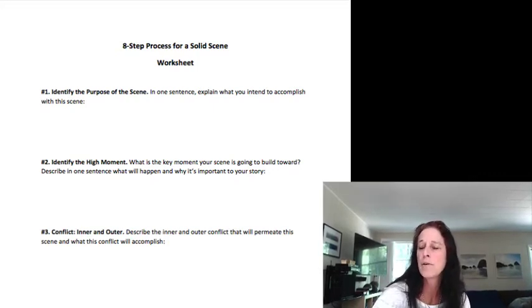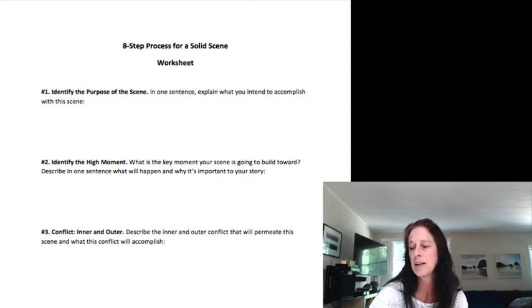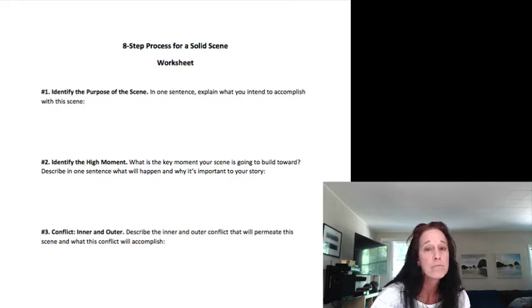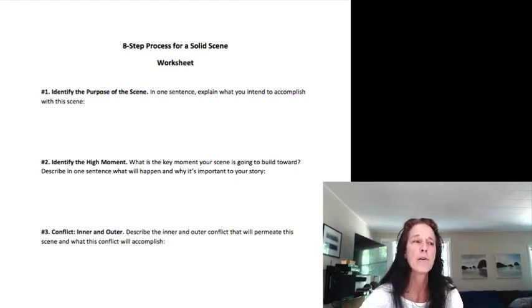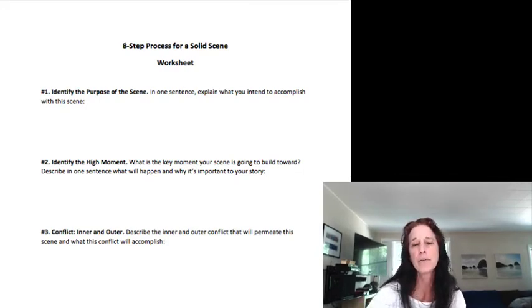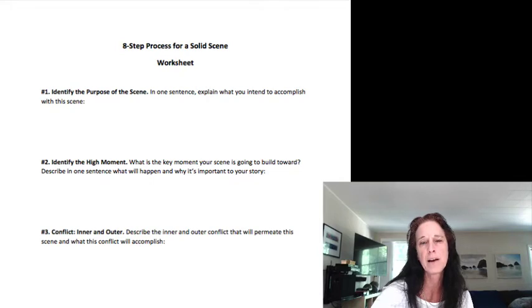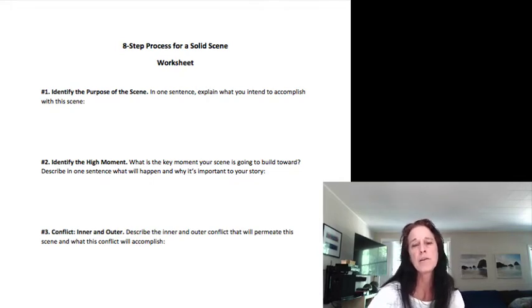Okay. So number 1, identify the purpose of the scene. In one sentence, explain what you intend to accomplish with the scene. It should be simple. If you can't figure out what the purpose of your scene is, it sounds like you need to throw the scene out. Or maybe revisit it later or come up with some other details to the scene to make it work. So be sure that you know what purpose every scene is serving.